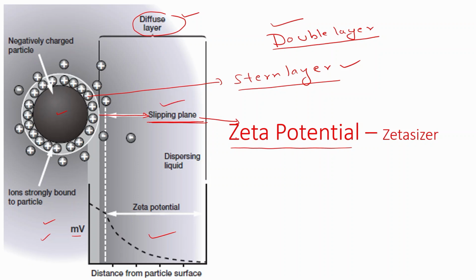The potential is actually measured at this slipping plane itself. So if you are measuring the zeta potential in a liquid, that potential will be measured at the slipping plane. That's the meaning. And this graph shows that as the distance from the particle surface increases, the zeta potential decreases.